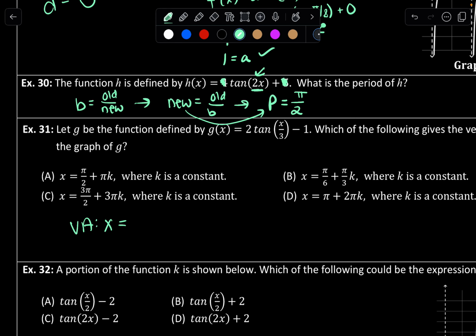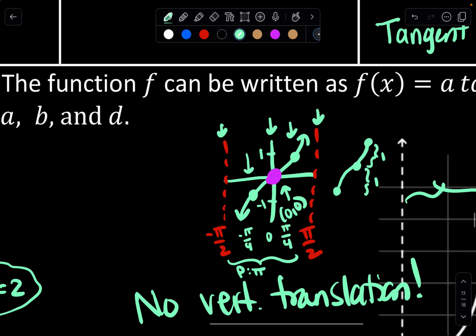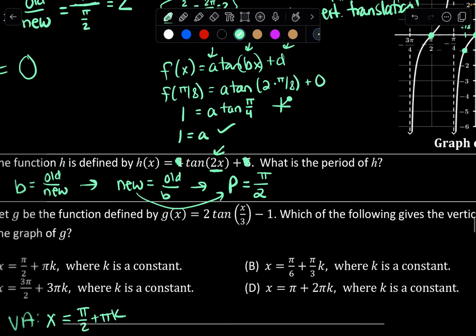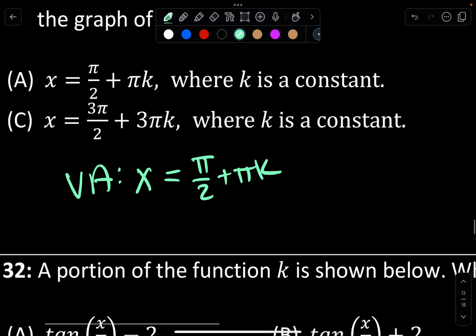So the equation for the vertical asymptotes of tangent are pi over 2 plus pi k. And just a quick review, that's because we use the first positive vertical asymptote to start, and then they occur every pi, before and after that pi over 2, okay? So that is the equation for the vertical asymptotes for tangent.